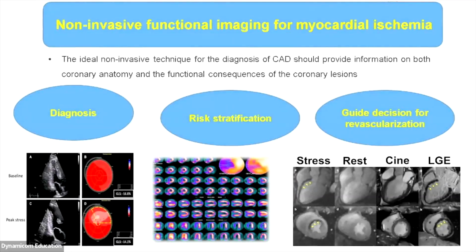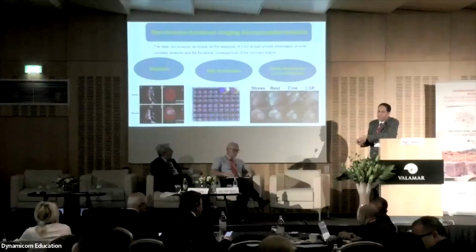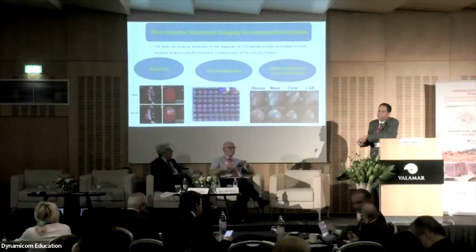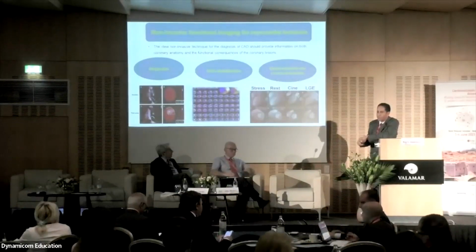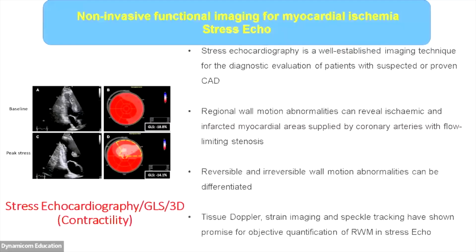So what is the non-invasive functional imaging for myocardial ischemia? What is the ideal non-invasive imaging technique? Because this is important, it should be able to provide information on both coronary anatomy as well as the functional consequences of coronary lesions, because it will aid in diagnosis and risk stratification, and finally guide the decision for optimal revascularization. So we have, for example, stress echo, which is a well-known non-invasive test to rule out coronary artery disease.